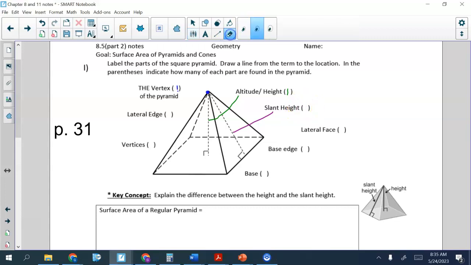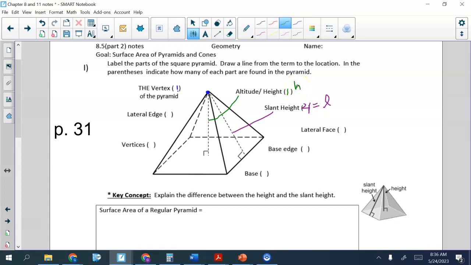So there would be 4 slant heights because each side has its own slant height. Slant height is going to be labeled by the letter L. L for slant height. Altitude height, that's going to be labeled by the letter H.